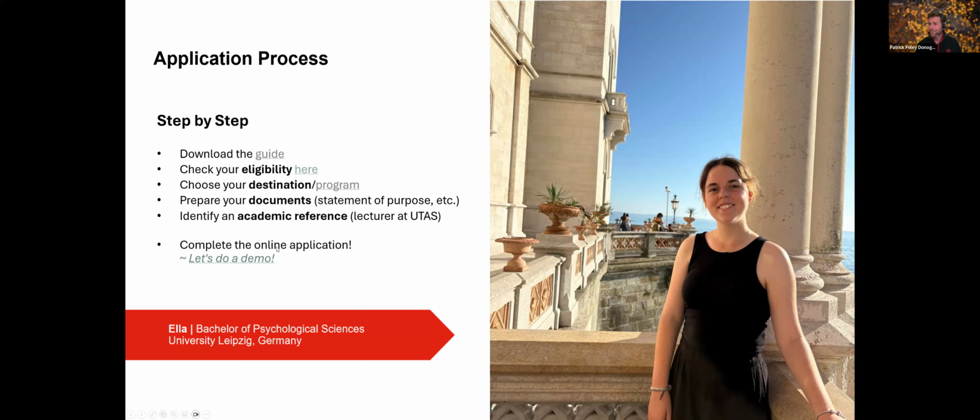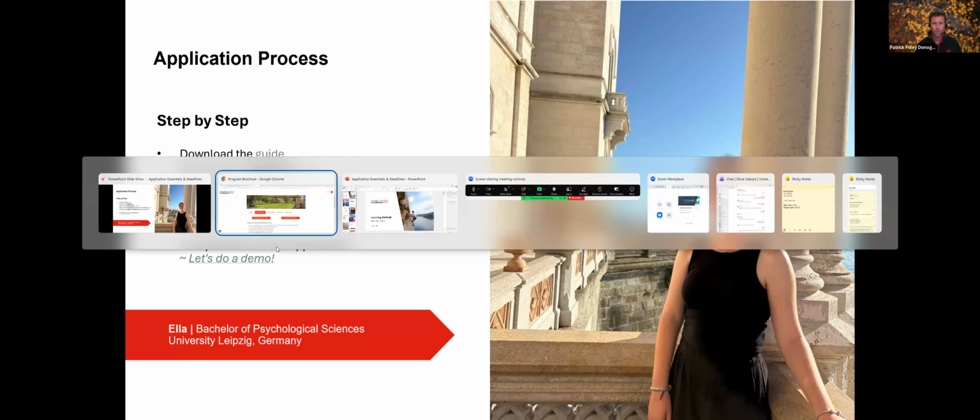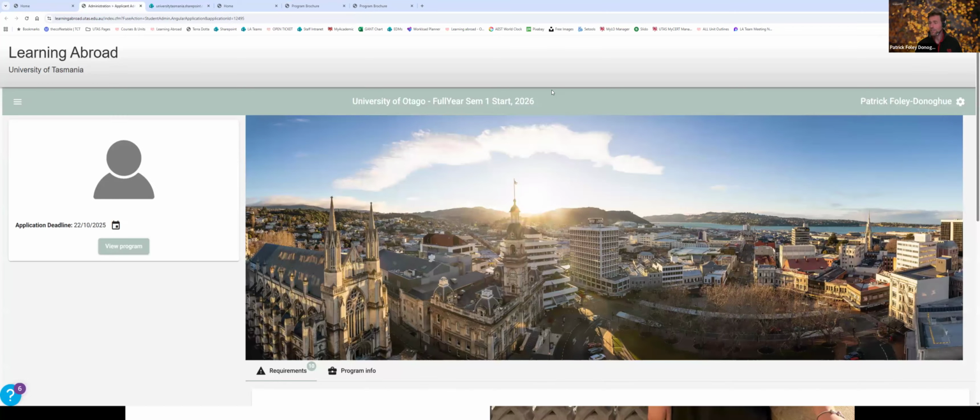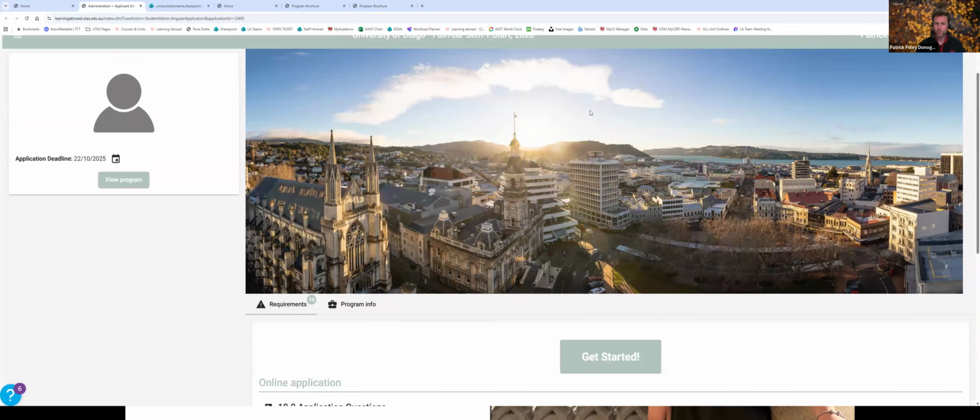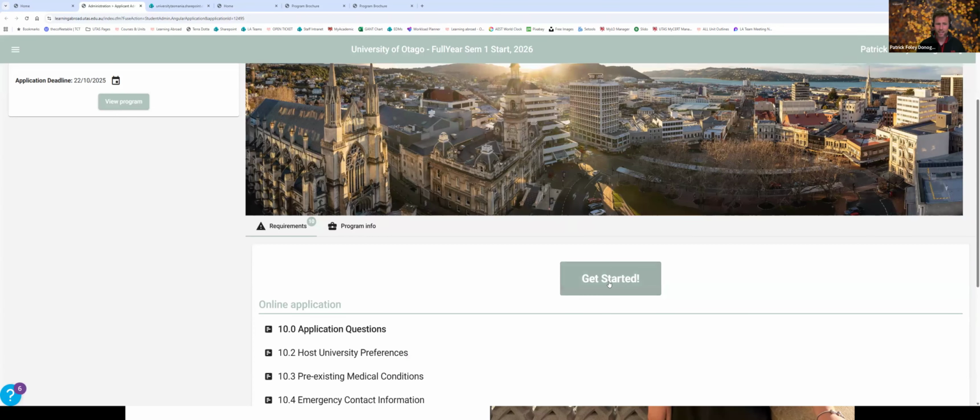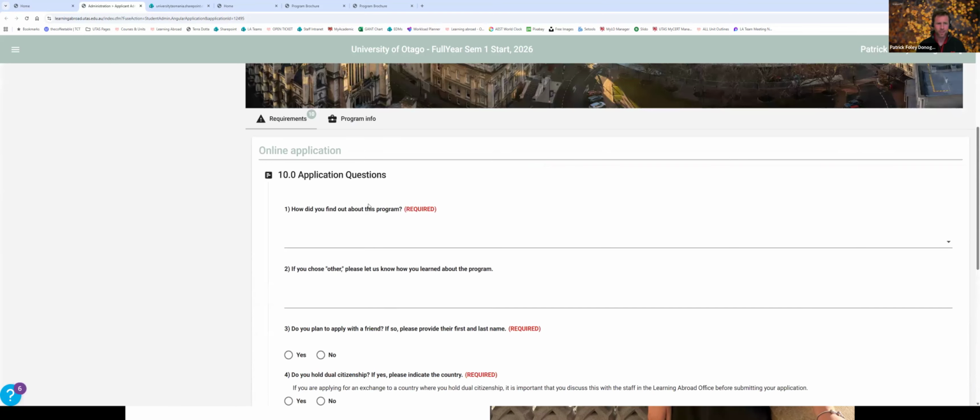So let's do a demo. Okay, let's do a demo of what that's actually like. I've started an application to the University of Otago. I'm going to go abroad to New Zealand in semester 1, 2026 for 1 full year. So let's get started. Okay, I've pressed the big red button. I've identified where and when I want to go. Let's look at the questions that I have to answer.